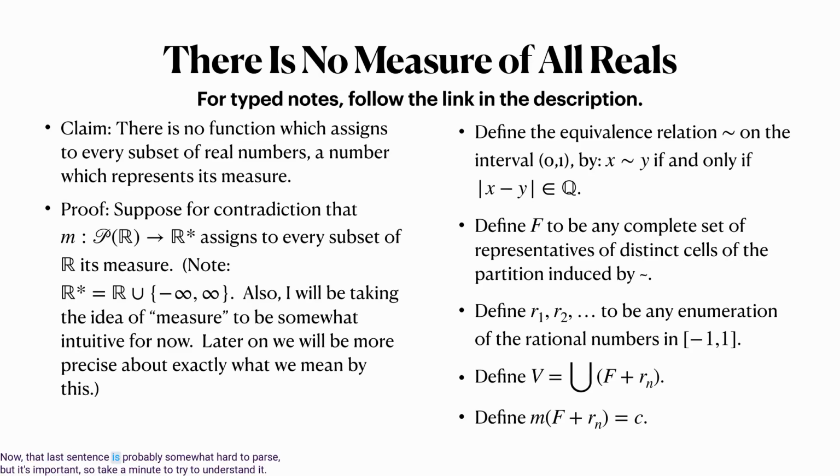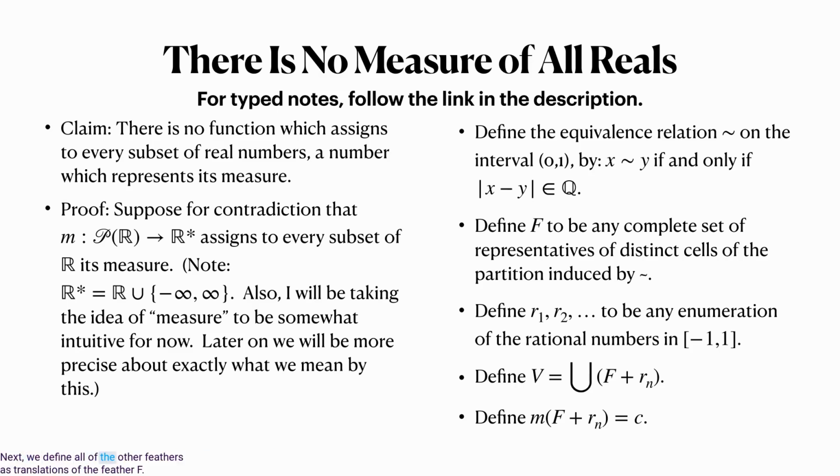Now, that last sentence is probably somewhat hard to parse, but it's important. So take a minute to try to understand it. You can almost think of it like this. Let's have this partition, and there are a bunch of cells of the partition. We take the first one and draw from it any representative element. We take the second and draw from it any representative. We proceed likewise until the end of infinity, so to speak. And of course, I'd say that with really heavy emphasis on the quote unquote, so to speak. But if you then take all of the elements that we drew from this process and assemble them into the set F, then that is our set F.